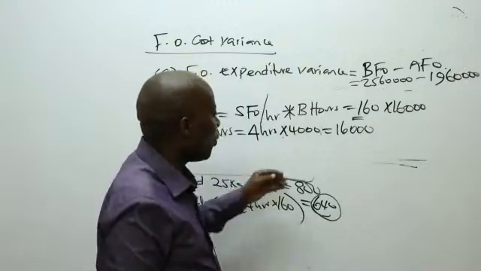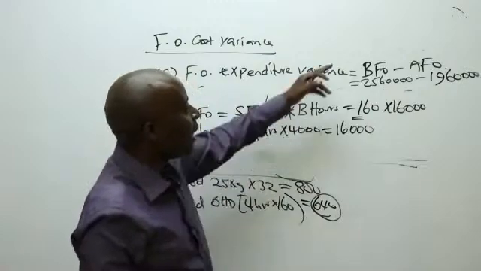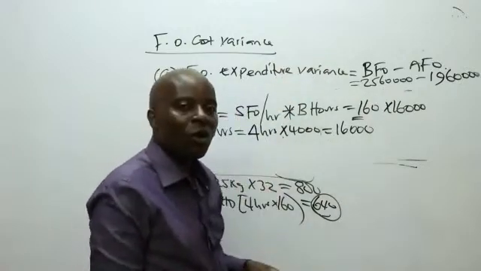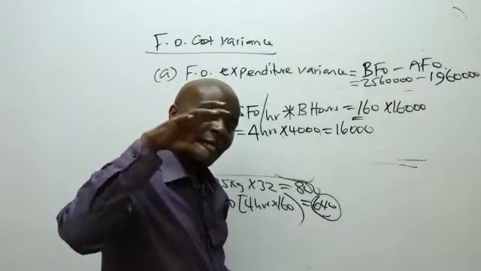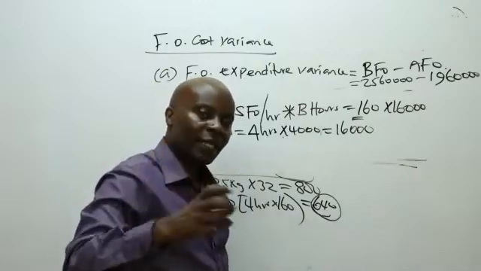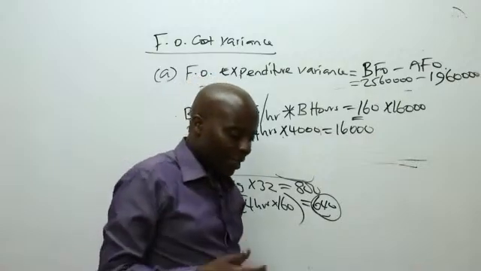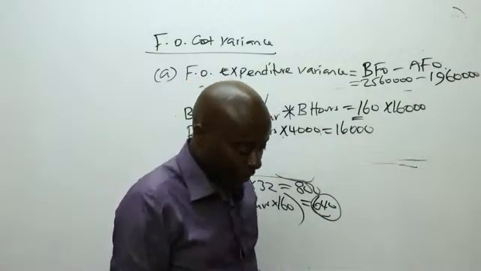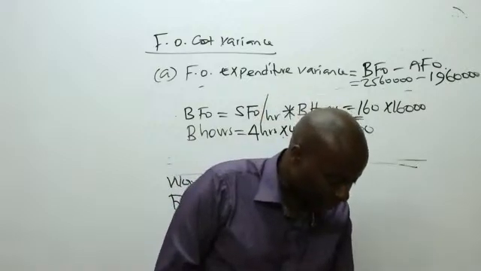But why should you go through all this trouble, when there is an easier way of getting budgeted fixed overheads? Take the standard fixed overheads per one unit, the 640, times the budgeted output. That simplifies everything. So I hope I've answered that student. Please give feedback. Are you okay?